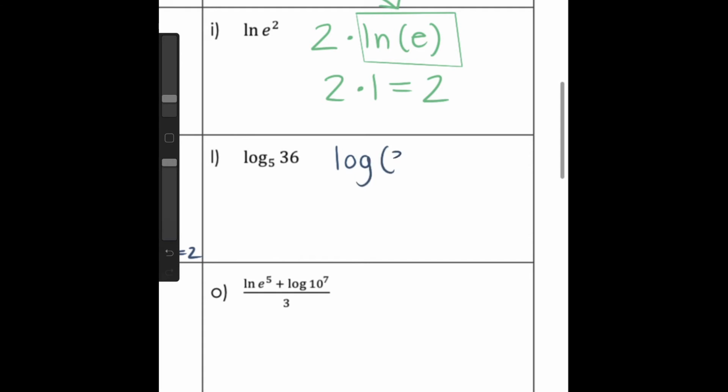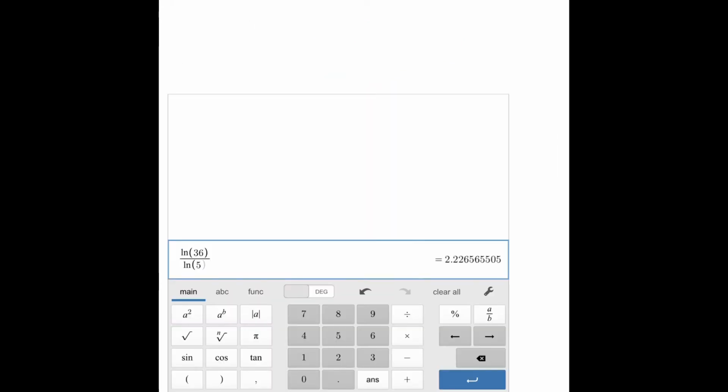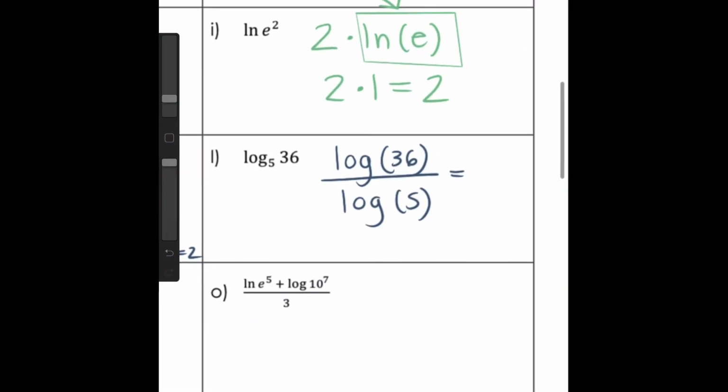Log of 36 over log of 5 is equal to, and like I said, it doesn't matter if it's log or ln, so if you put log in, it will still come out to be the same, 2.23.